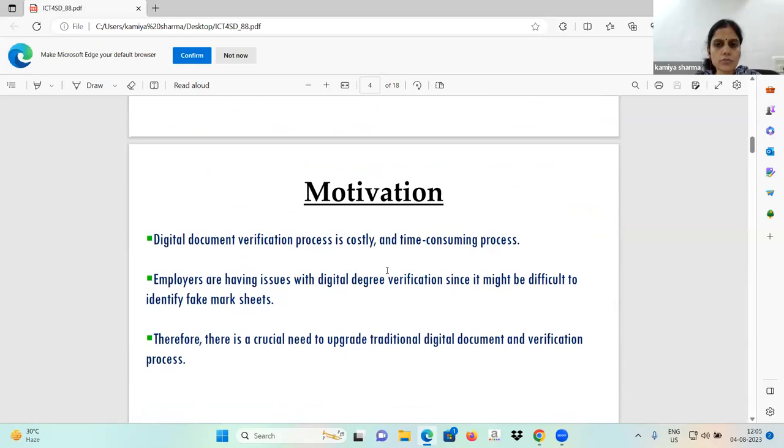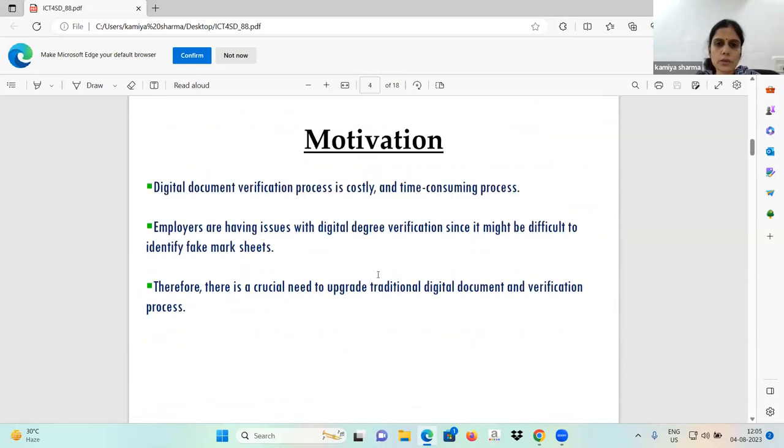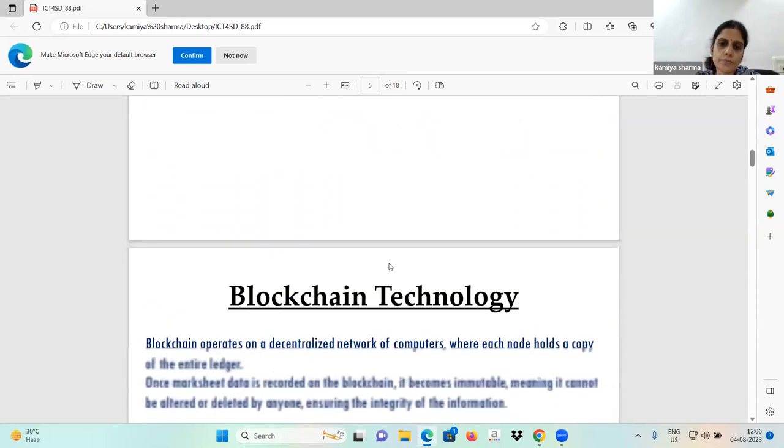The motivation of my study is that the digital document verification process is very costly and time-consuming. Employers cannot easily identify fake certificates or mark sheets. So there is a crucial need to upgrade the traditional digital document and verification process.